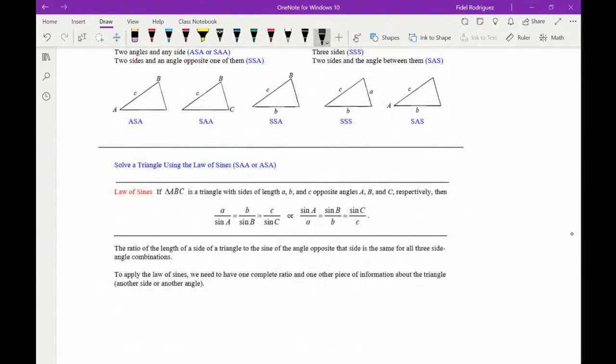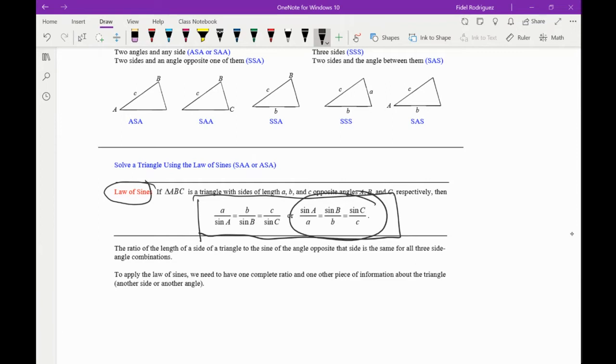And so I'm just going to kind of scroll through here. This is the part that's really important right here. We have something called the law of sines. This is what the law of sines says: the sides and the sines of the angles are proportionate. So a divided by the sine of angle A is equal to b divided by the sine of angle B, which is equal to c divided by the sine of angle C. And we can do it the same way even if we flip them.